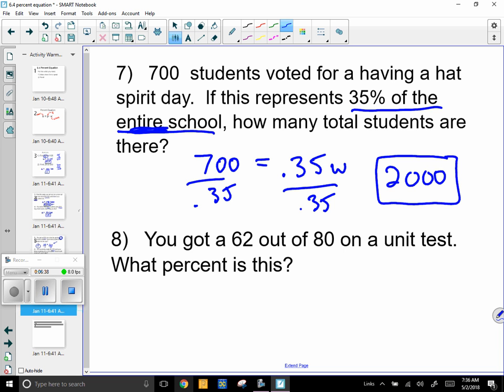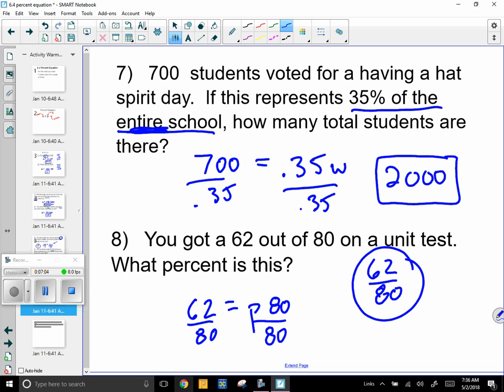You got a 62 out of 80 on a unit test. What percent is this? Typically on this one, I would just do 62 out of 80, and that's probably what you have done in the past to find the percent on a test. But I'll use the equation. 62 is the part. The percent is unknown, so I'm going to put a P this time, and 80 is the whole. So I divide by 80, and I end up with the same thing that I said from the very beginning. 62 out of 80 is 77.5%. All right, so that's using the percent equation.